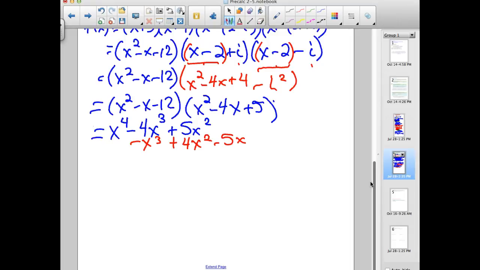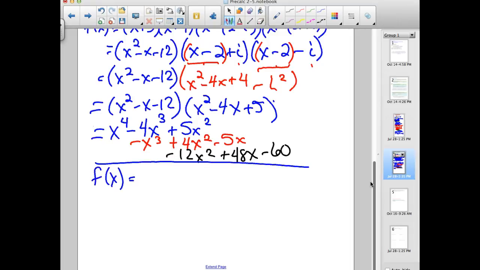Our third piece, negative 12 times x squared. Negative 12 times negative 4x would be 48x. And negative 12 times 5 is negative 60. All right, combining all of our like terms, our polynomial becomes x to the fourth minus 5x cubed minus 3x squared plus 43x minus 60.